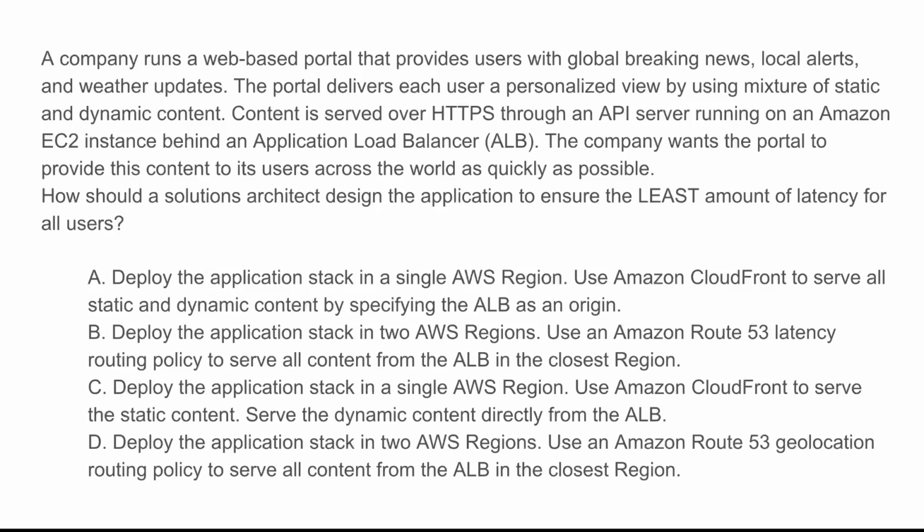Now let's look at the key takeaways for this question. First of all, CloudFront is AWS's best tool for global content delivery with low latency. It accelerates both static and dynamic content. Deploying in multiple regions helps, but CloudFront is the most scalable approach. Route 53 latency or geolocation routing alone is not enough for global applications. CloudFront plus ALB is the winning combo.